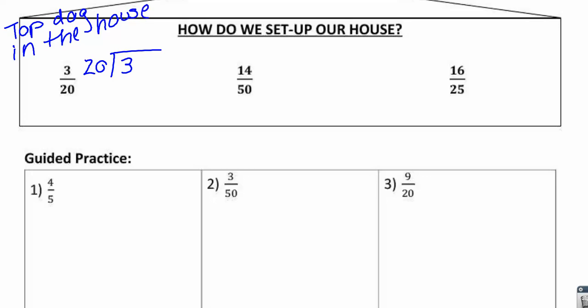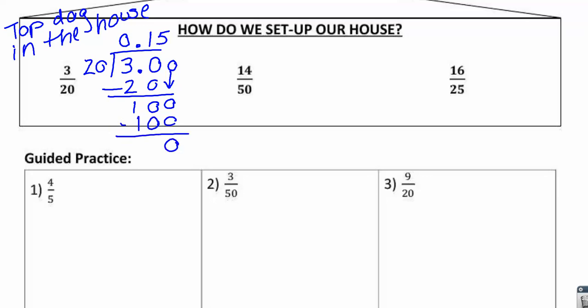So 20 cannot go into 3, and this is where our decimal division is going to come back into play. So I'm going to add a decimal and a 0. Because 20 can't go into 3, you can put a 0 here. 20 goes into 30 one time, which is 20. Subtract. 30 minus 20 is 10. Drop another 0. 20 goes into 100 5 times, which is 100. Subtract, I get 0. So here's where we're reviewing our decimal division. There's your quotient.